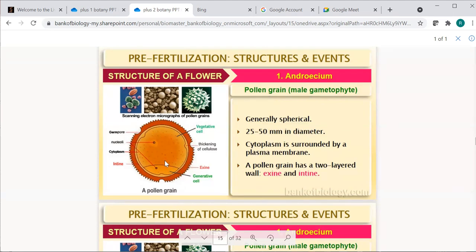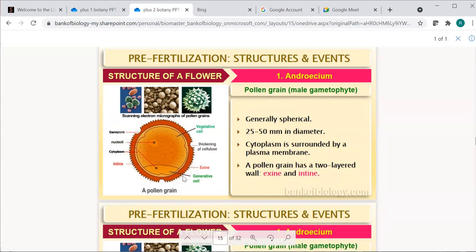Cytoplasm. It has cytoplasm surrounded by plasma membrane. See, it is drawing small dots. That is cytoplasm surrounded by plasma membrane. And the pollen grain has 2 layers. Pollen grain is 2 layered, exine and intine.